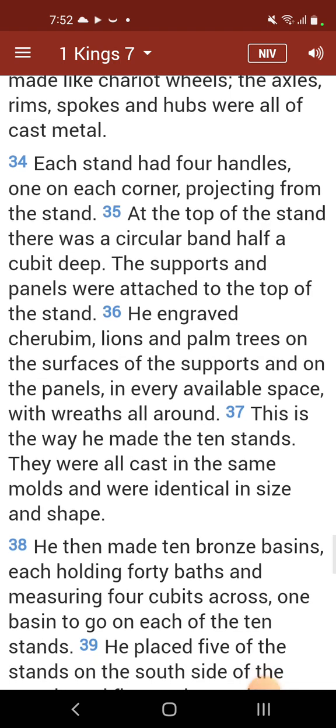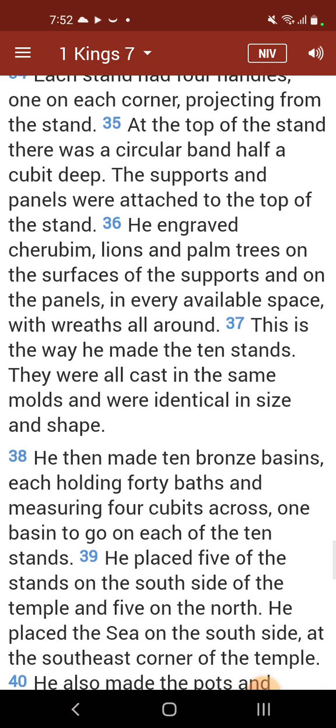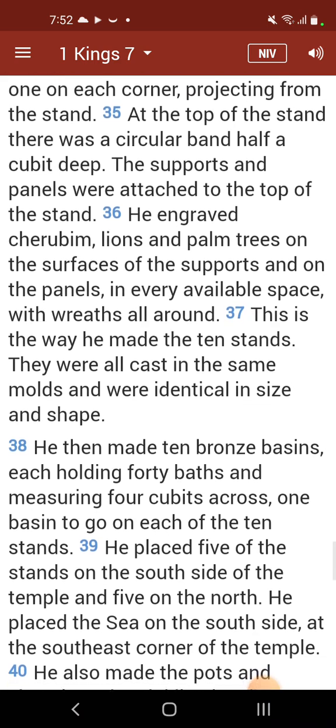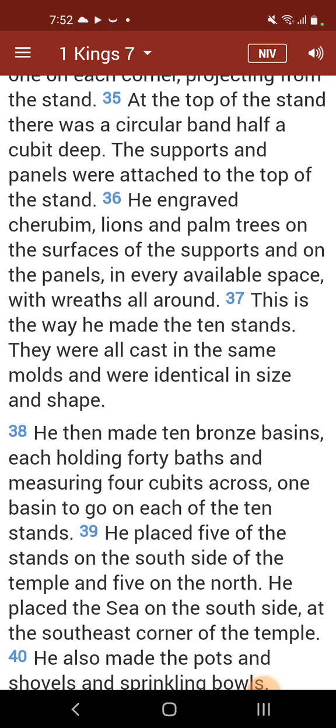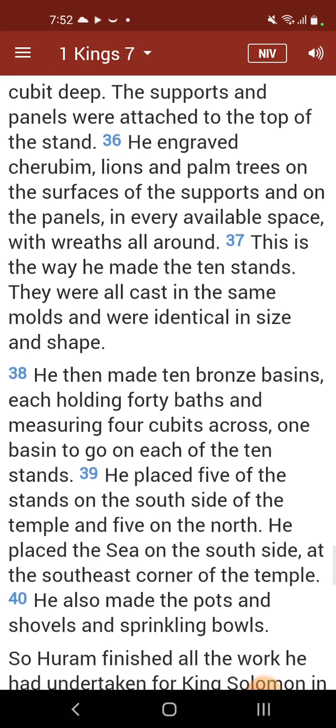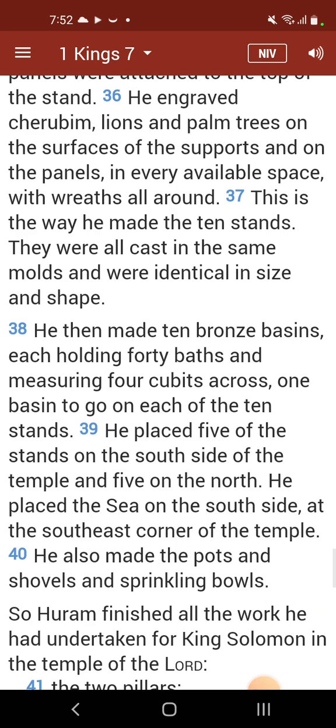At the top of the stand there was a circular band 0.5 cubit deep. The supports and panels were attached to the top of the stand. He engraved cherubim, lions, and palm trees on the surfaces of the supports and on the panels, in every available space, with wreaths all around. This is the way he made the 10 stands. They were all cast in the same molds and were identical in size and shape.